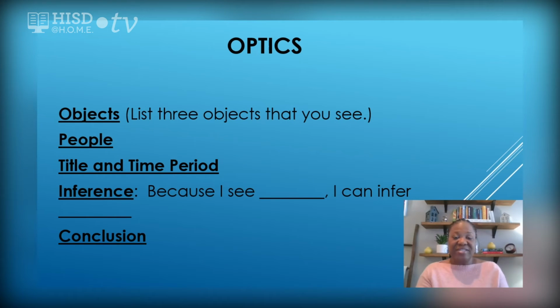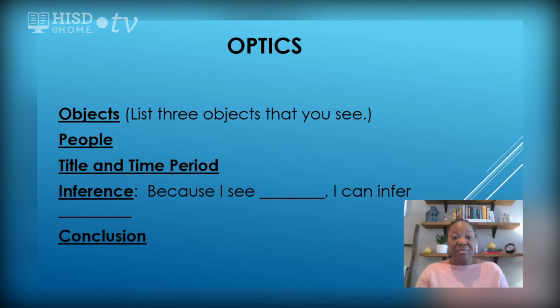Sometimes the best way to understand a concept is to use a visual representation of it. So we are going to use OPTICS for this lesson. Do you remember what OPTICS stands for? If you don't, that's okay. We're going to go through it real quick. OPTICS stands for objects, people, time and time period, inference, and conclusion.